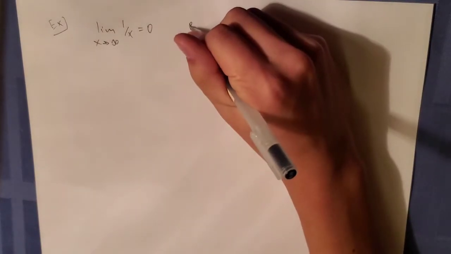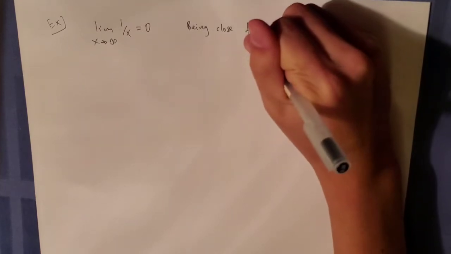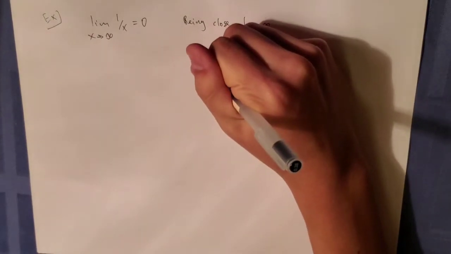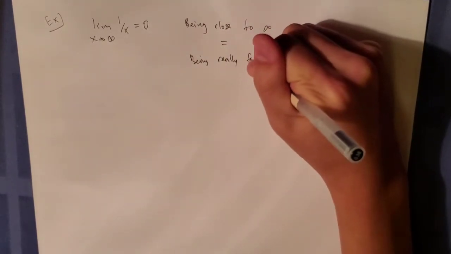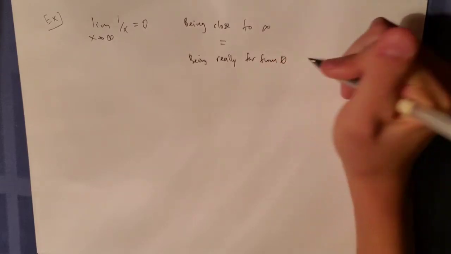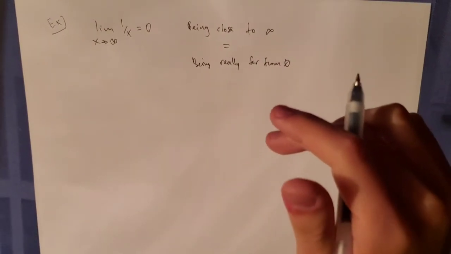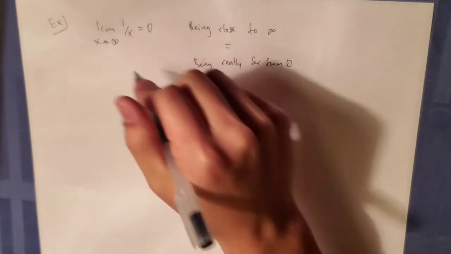So the key insight is that being close to infinity is the same as being really far from 0. It's like pretty big brain right there, right? So here's how we're gonna prove this.